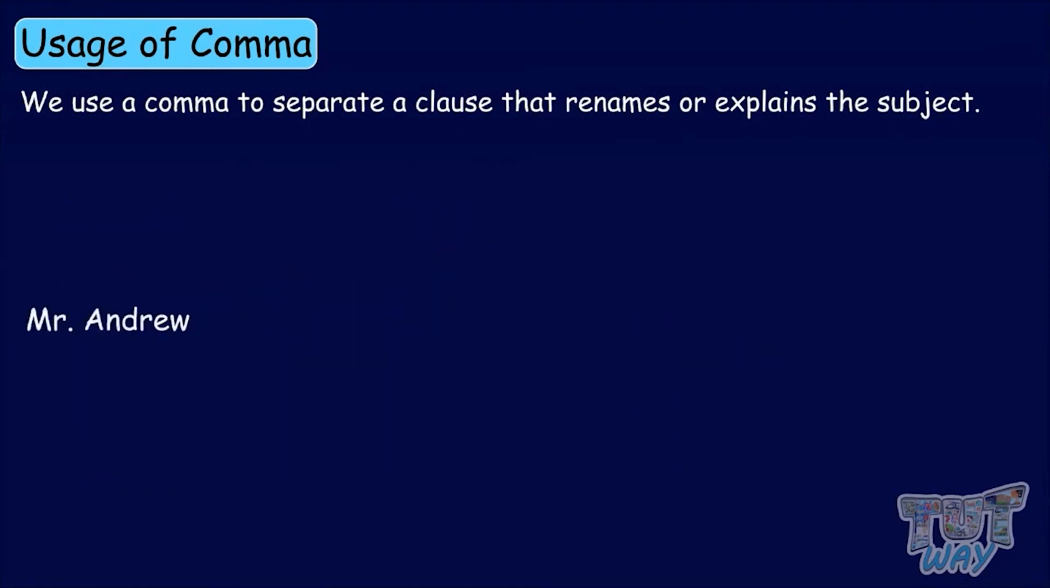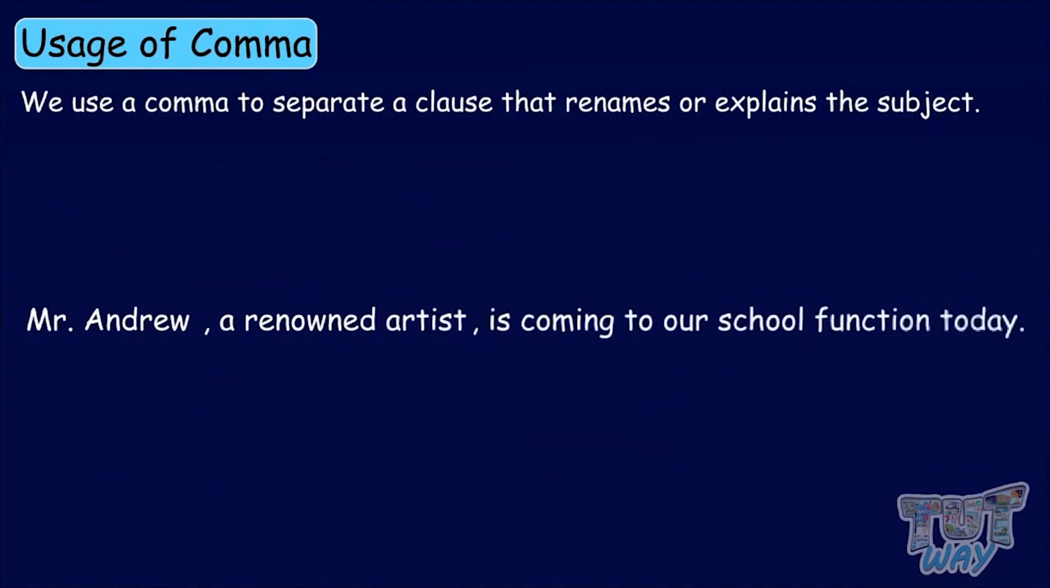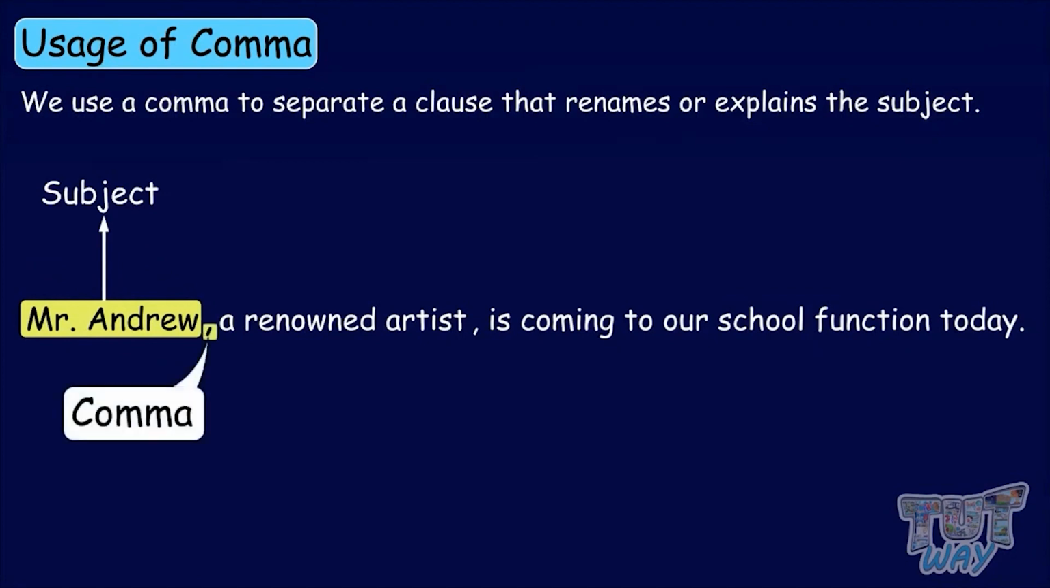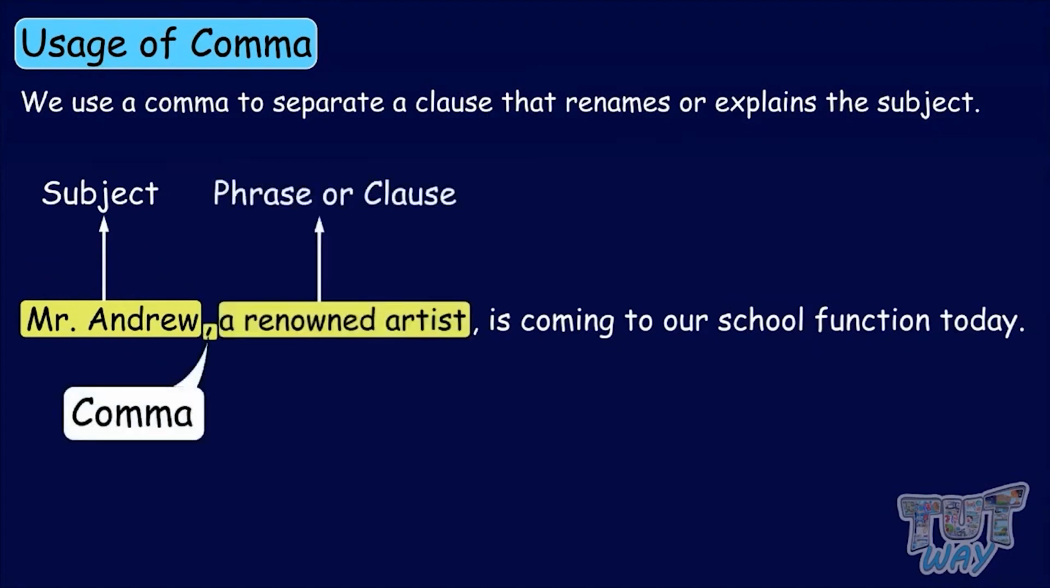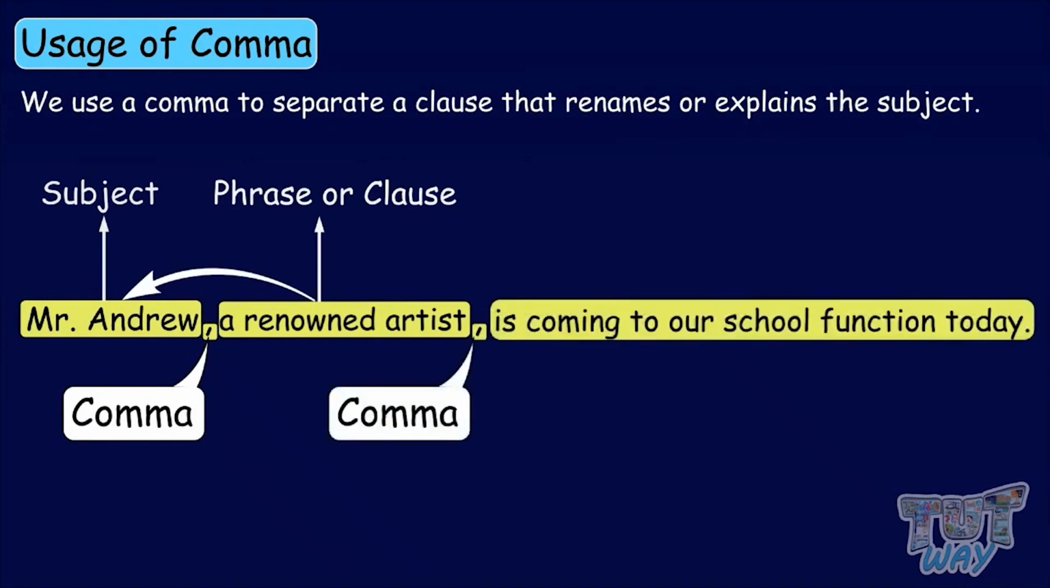Another example. Mr. Andrew, a renowned artist, is coming to our school function today. Here, Mr. Andrew is the subject of the sentence and is being separated by a comma. And then we have a phrase that is explaining the subject. A renowned artist is again separated by a comma. Is coming to our school function today. So we separate a phrase or a clause that explains the subject by a comma.